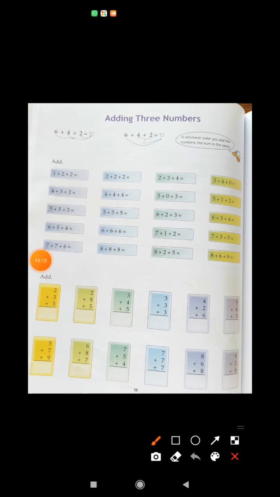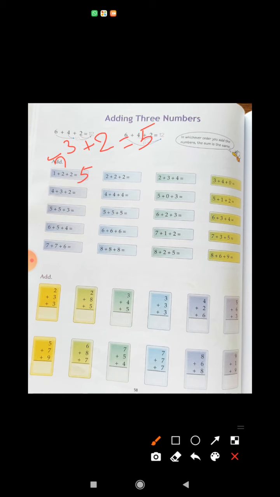Yes, question number 1. First you have to add 2 numbers together. First 2 numbers, you will get 3. Now put a plus sign. Now add the next number, the third one. 3 plus 2 is 5. In the space given, write 5.